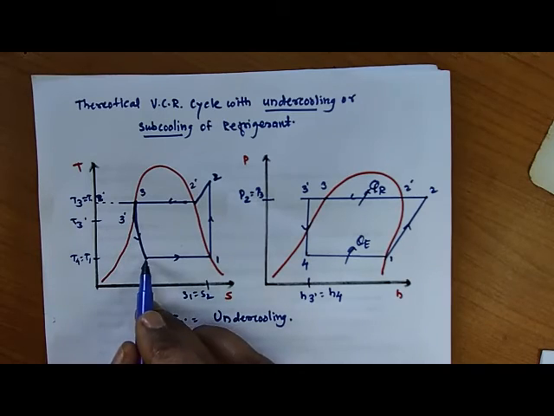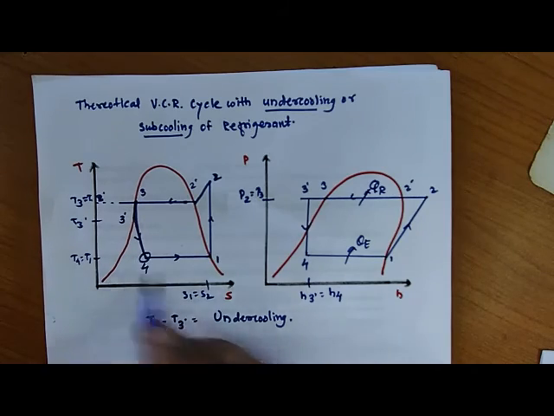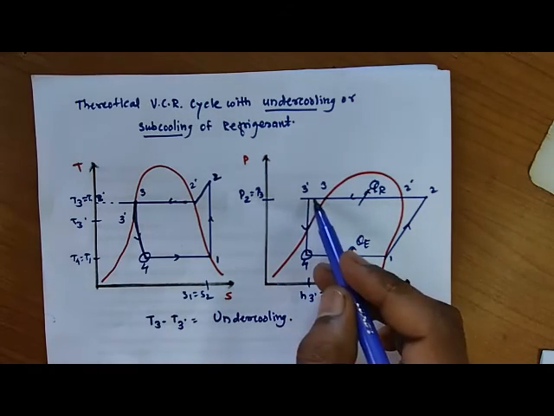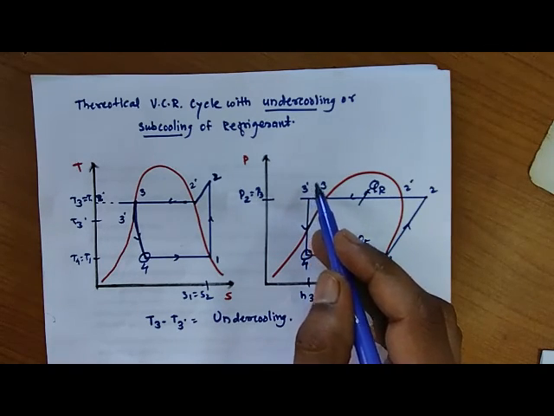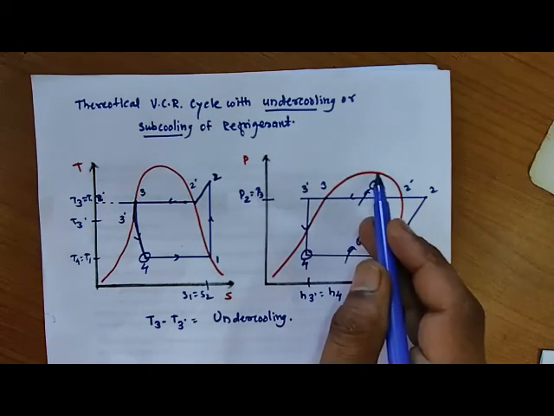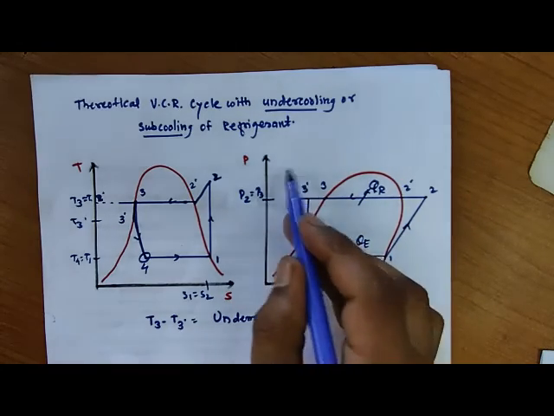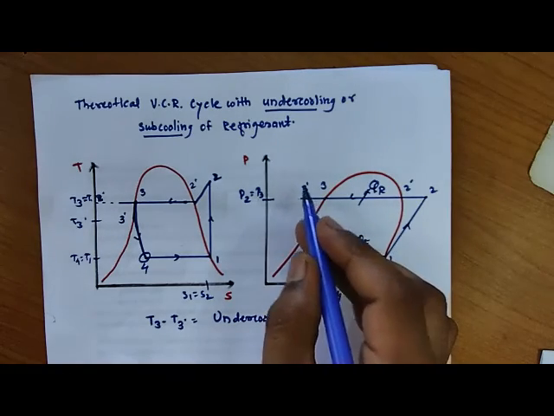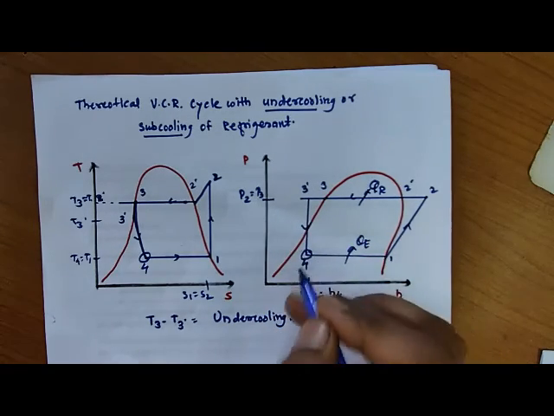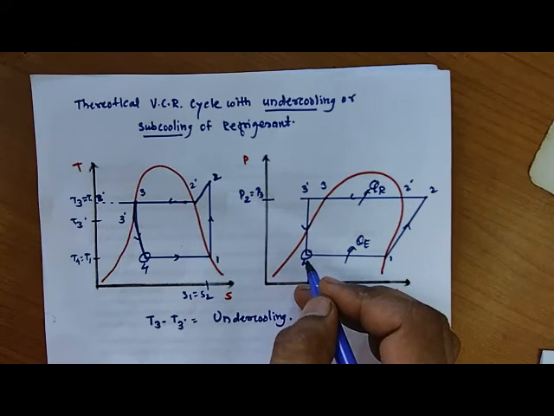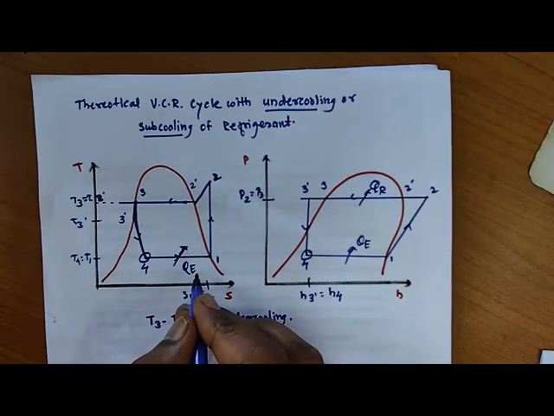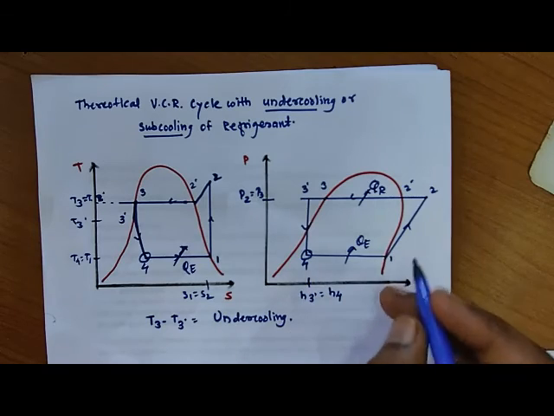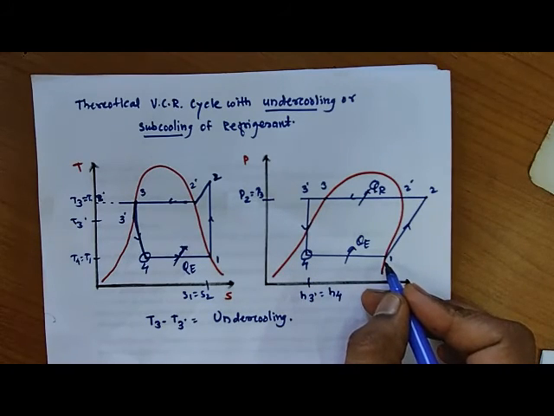And now for the evaporation process, 4 to 1, as it is, point number 4 is available in the liquid vapor mixture. Okay, because with the degree of undercooling, point number 3 is shifted into the subcooled liquid region. The left hand side region of the saturated liquid line is considered the undercooling or subcooled region. Besides that, point number 4 is also available in the liquid vapor mixture. That refrigerant we supply to the evaporator, where the latent heat of evaporation is absorbed by the refrigerant and the total refrigerant is converted into dry saturated vapor.